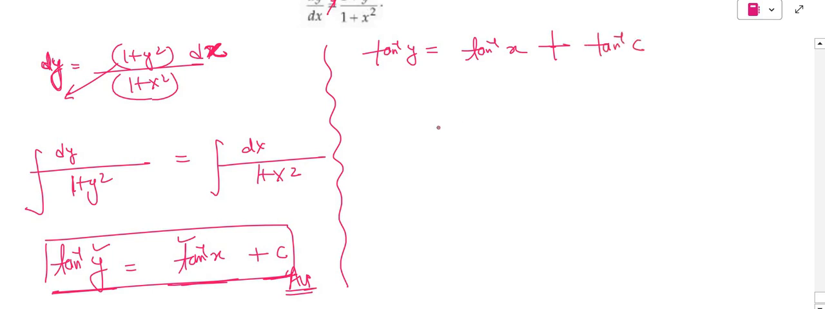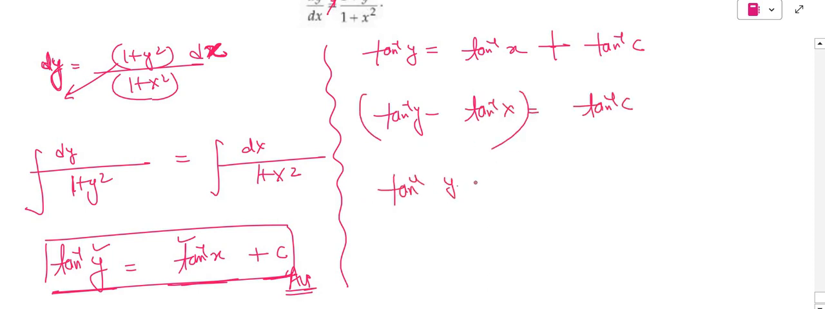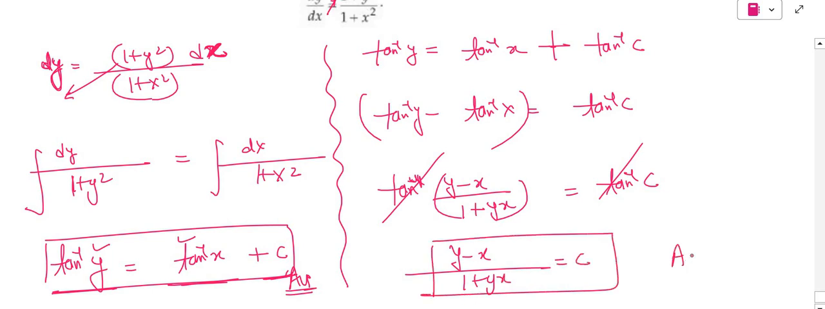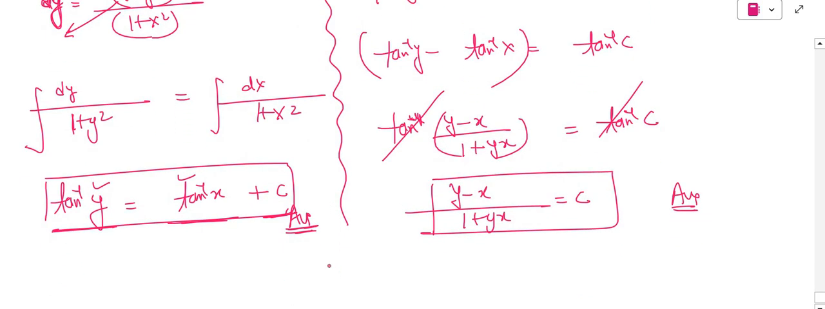So this c I can take as tan inverse c. For combining tan inverse, we have a formula: tan inverse of (y minus x) by (1 plus yx) is equal to tan inverse c. This is the combining formula. So now we can cancel tan inverse. So (y minus x) by (1 plus yx) is c. So this is also a correct answer. You can do anything you want. Both are correct answers. Next question.